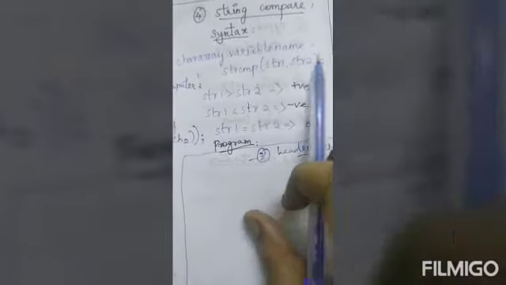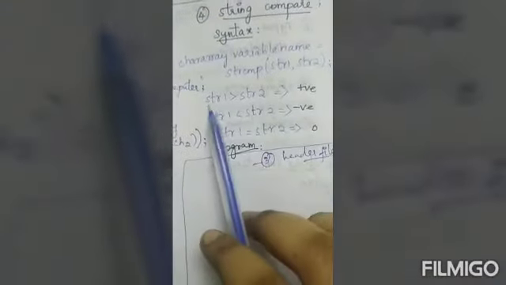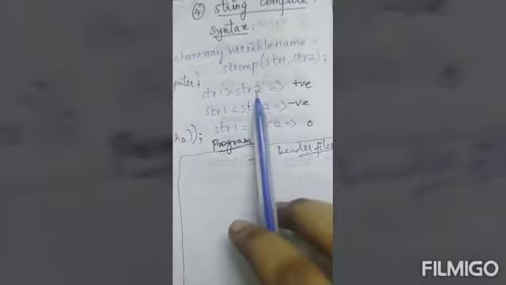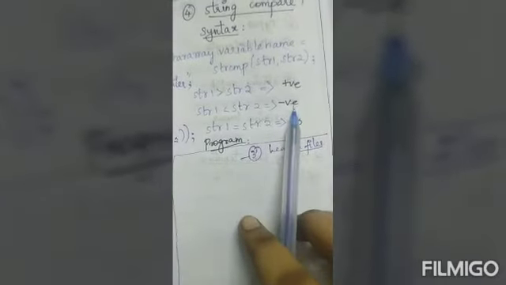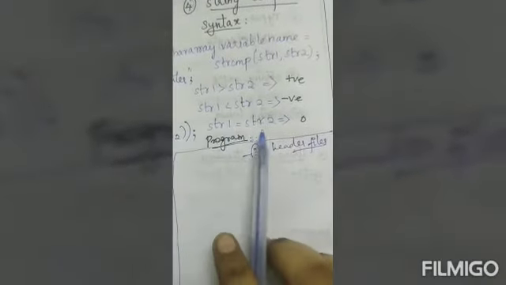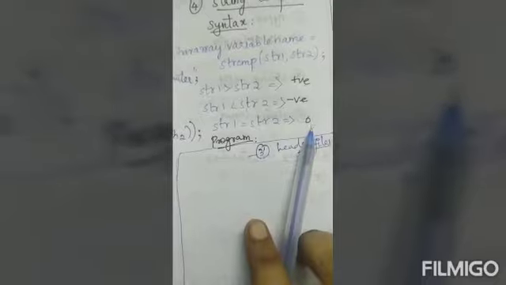So this string compare, its syntax is: character array variable name, the keyword is strcmp, string compare, string 1 comma string 2. As I already said, if string 1's value is greater than string 2, it returns a positive value. If string 1's value is less than string 2, it returns a negative value. If both string 1 and string 2 are equal, it returns 0.